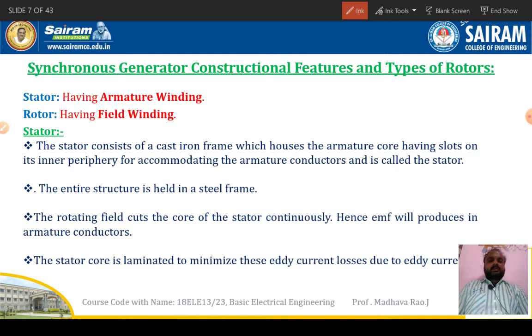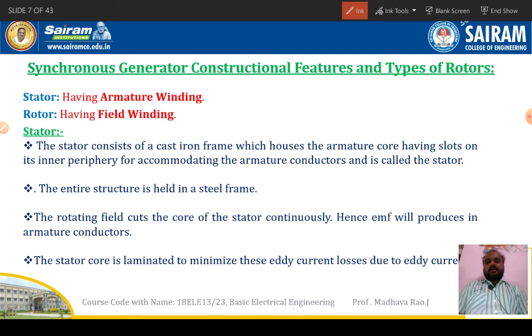Coming to the constructional features of the synchronous generator, it consists of two parts: one is the stator and the other is the rotor. The stator has the armature winding. The stator is the stationary part, so the armature winding is stationary. Next, the rotor has the field winding. The rotor is the rotating part in the synchronous generator, so the field winding rotates.